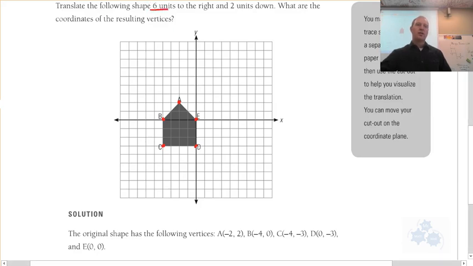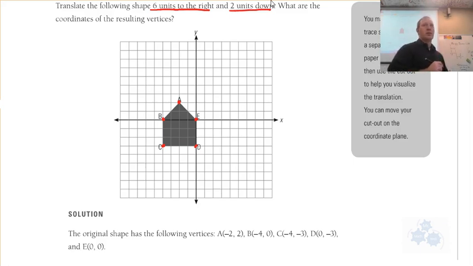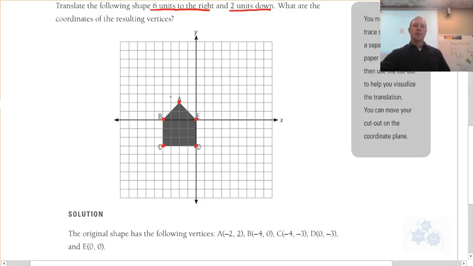And so if we want to translate this 6 units to the right and 2 units down, that means that each point on the polygon, each point on this shape, moves those units. So if we have A here, I'm going to count 1, 2, 3, 4, 5, 6 to the right, and then I'm going to go 2 units down, and there's my new A. You'll see that the new point, the translated point, will have a little tick mark beside it, and that's called a prime symbol, so A prime. Okay? So that's 6 to the right, 2 down.